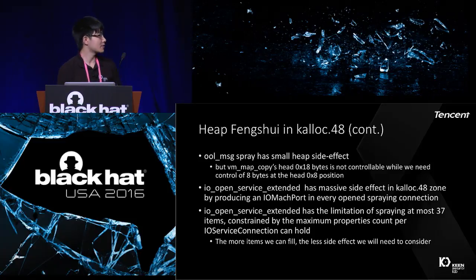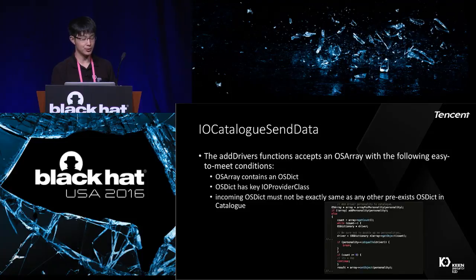But previous methods have their drawbacks. The OOL message spray, which constructs a VMAP copy in the kernel heap, has a head of 18 bytes that is not controllable, but we definitely need control of the 8 bytes at the offset position. And the IOAccelerator open service extended has a massive side effect in this KLOC 48 zone because it will produce an IOMark port in every opened service connection. So we are presenting a new method called IOCatalog send data. I will not talk about the details here, and if you are interested, you can refer to our blog post due to the time limitation.